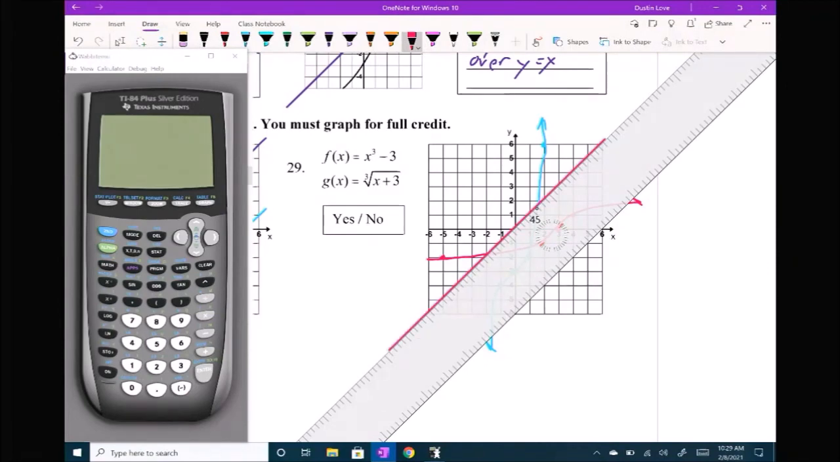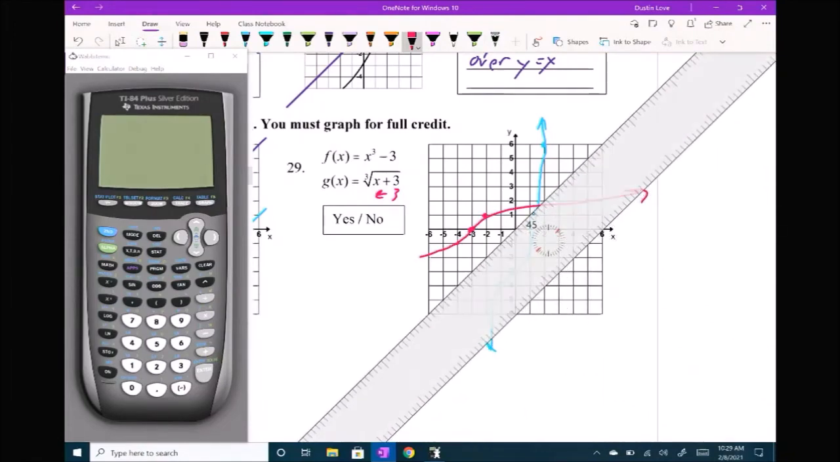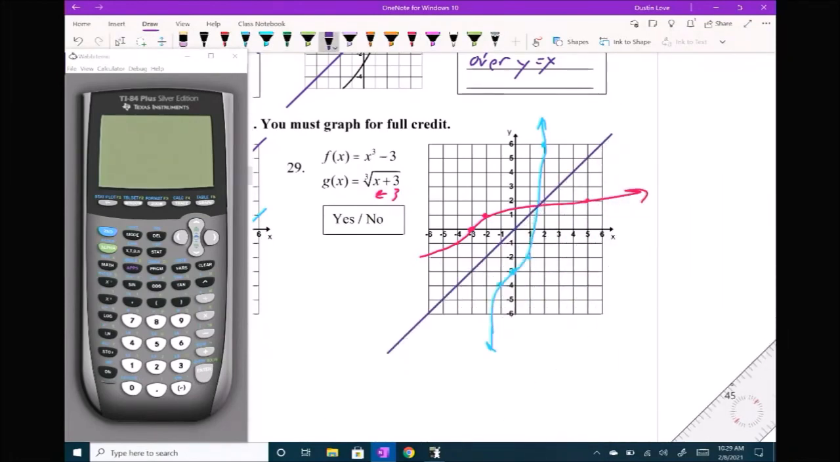Wait, I made a mistake there. That is a shift of left 3, not right 3. So left 3, 1, 1, 1, 2, 3, 4, 5, 6, 7, 8, 1, 2. I should have done that. And there we go. Is that a reflection? Yes, that is a reflection.